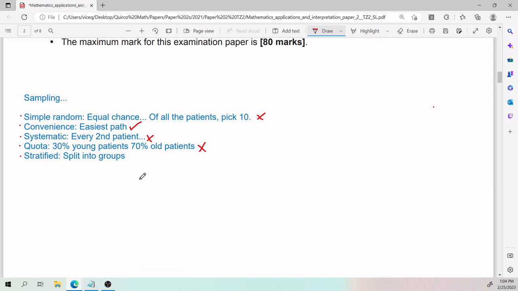Notice that it's different from quota. The way that they make the groups is different. It's a different sort of criteria, and so it's not stratified. So it has to be convenience. Again, you cannot conclude in this scenario that it's convenience directly. You go discarding the ones that are not, and you end up with just convenience. I know that's kind of weird, but it's also because convenience is kind of weird. The definition of convenience sampling is that you're literally taking the easiest path.